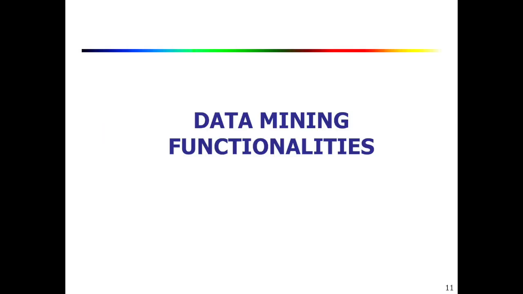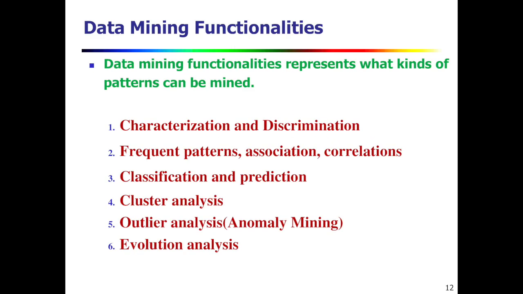Next, we will discuss the different functionalities of data mining. The first one is characterization and discrimination. The data mining functionality represents what kind of patterns can be mined. And the second thing, frequent patterns and association correlation, is the second functionality of data mining. Classification and prediction, cluster analysis, outlier analysis, and evolution analysis are the other functionalities of data mining.